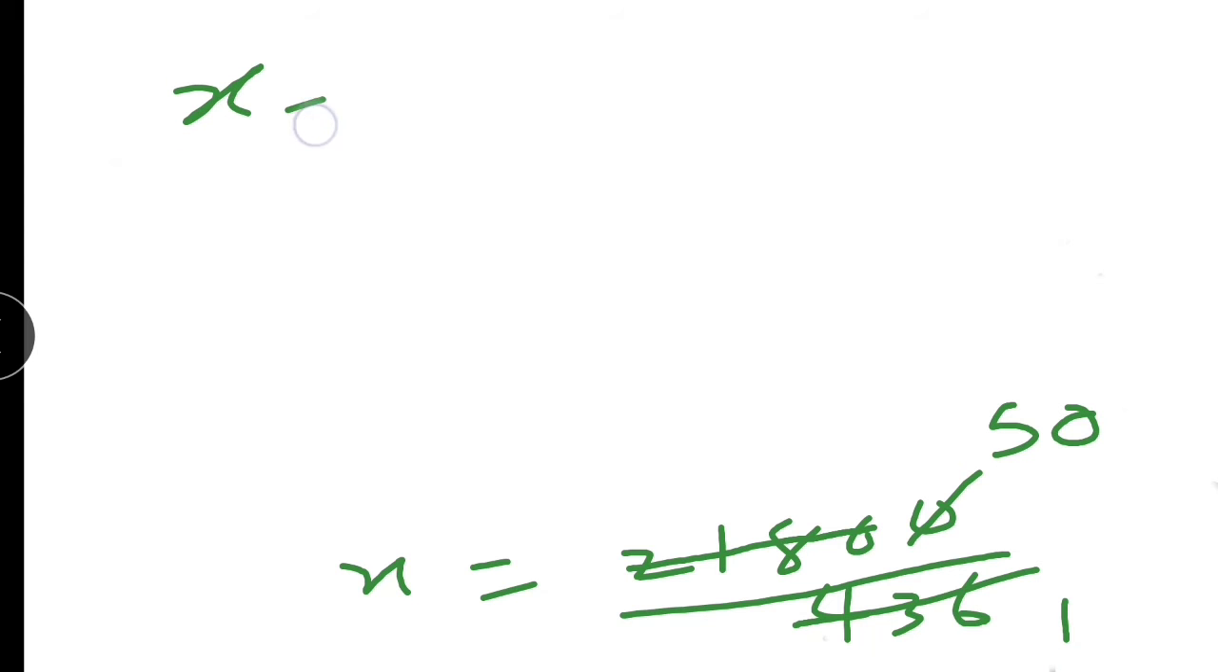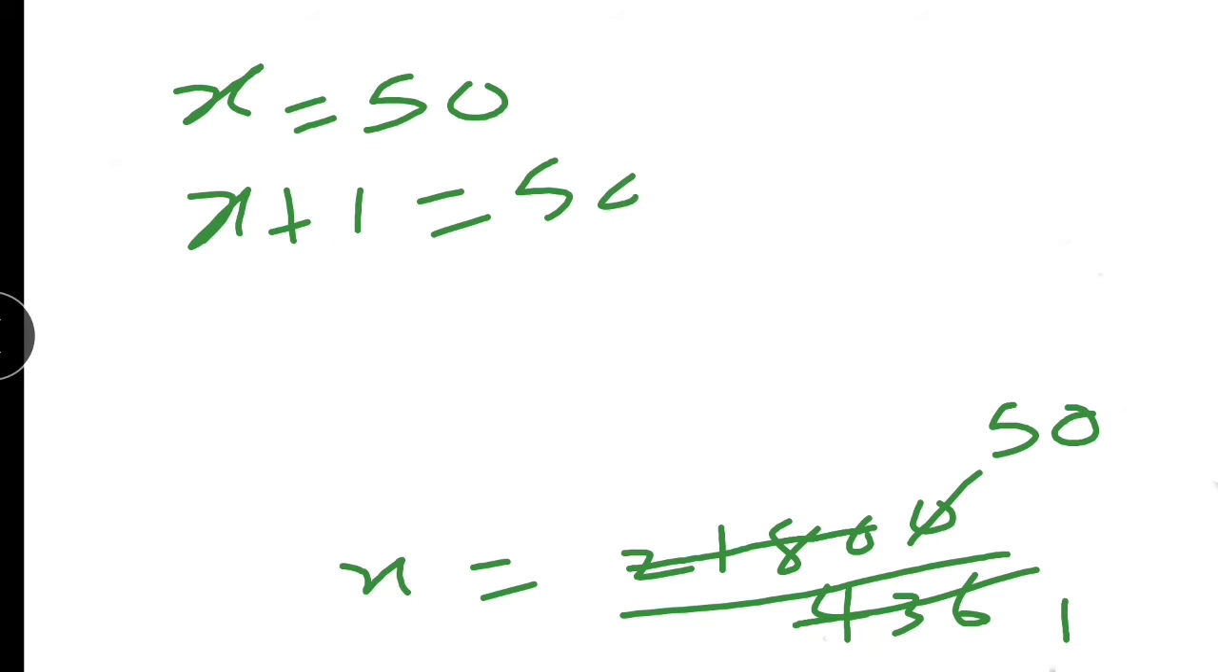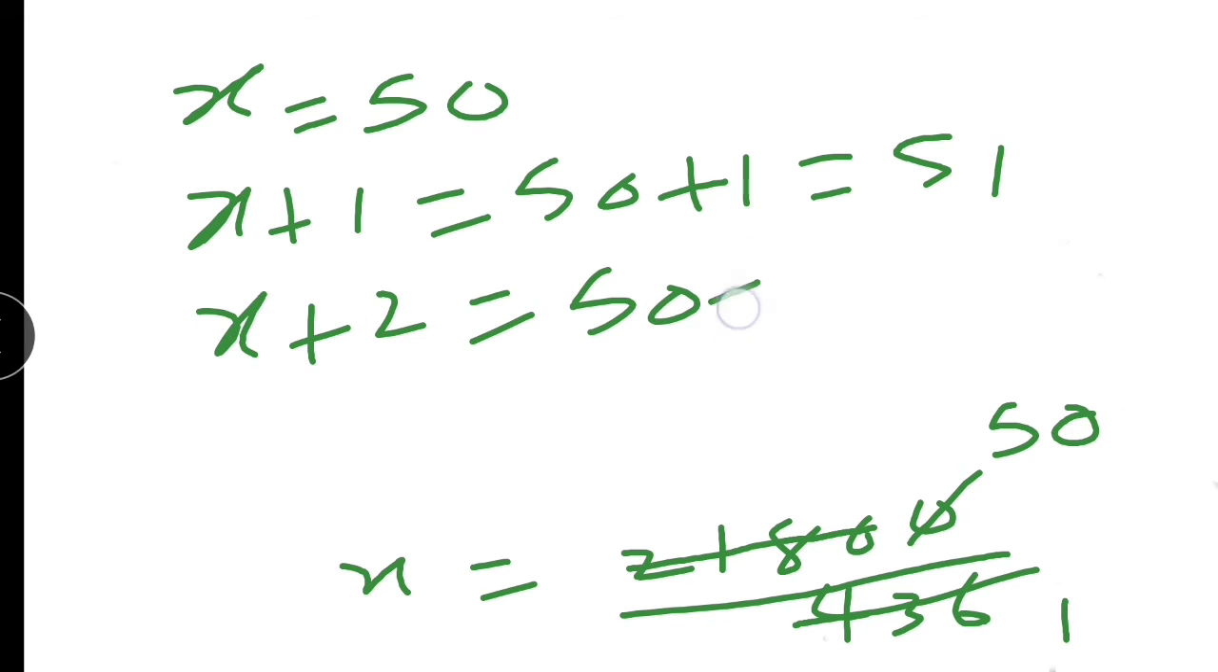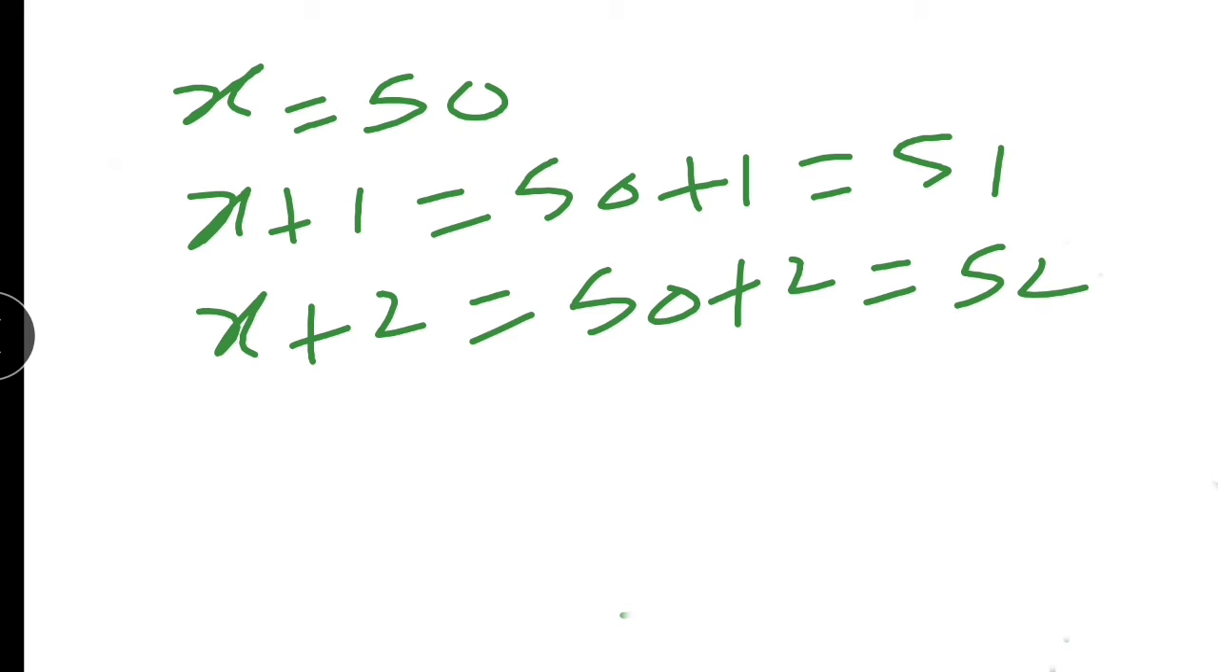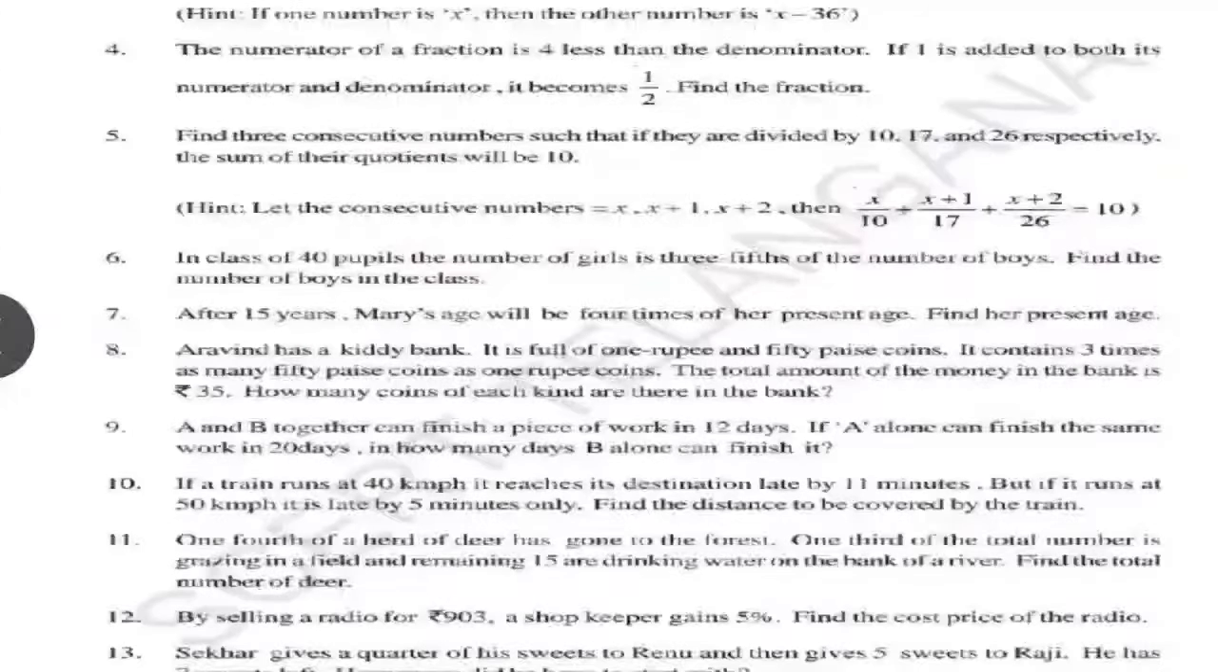Let's find out the 3 consecutive terms. So the first term is 50, the second one x plus 1, so 50 plus 1 is equal to 51. Next x plus 2, 50 plus 2 equals to 52. So the required three consecutive terms are 50, 51 and 52.